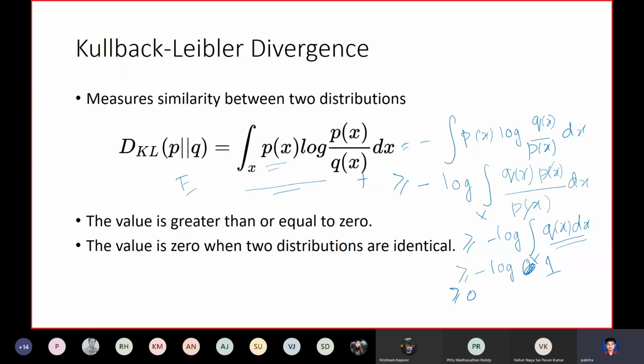So the summary is that the Kullback-Leibler distance is a way of measuring distance between two distributions, and the smallest value it can take is 0. Otherwise, it will have a positive value, and it is equal to 0 when the two distributions are exactly equal. All right, so now I think we can derive the generalized EM algorithm. Let me work on that.